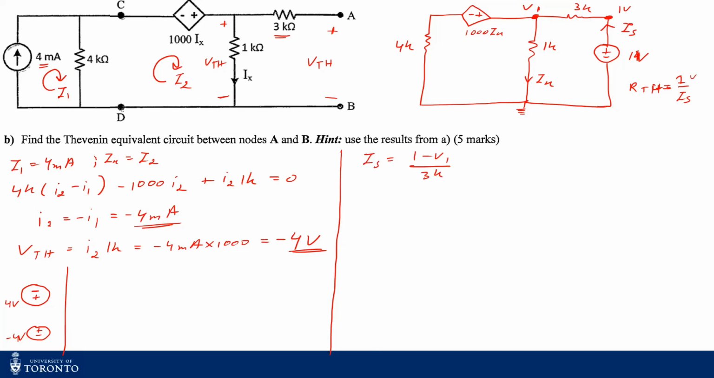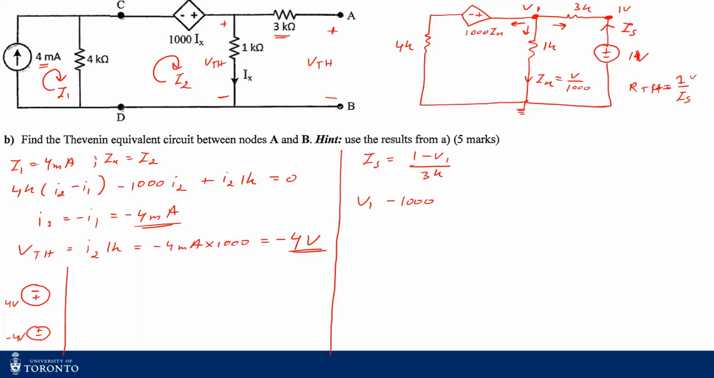Now I assume current going out from all the nodes. So it's like 1 current, 2 currents, 3 currents. So I need 3 currents. So let's write the nodal equations. Therefore, my nodal equation is V1 minus 1000 Ix. Now what's my Ix? My Ix is V1 by 1K, or 1000.